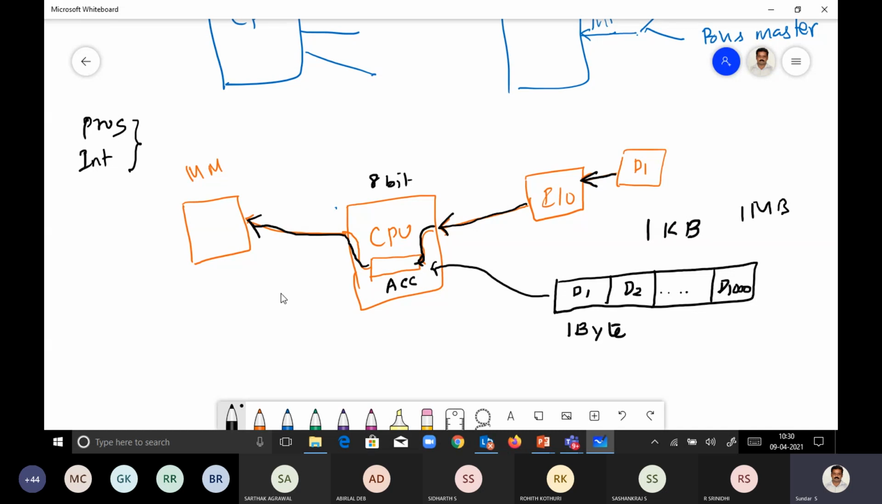So a new development has come. Whenever devices want to talk to main memory, they can directly talk to main memory without interfering with the CPU. If 1000 data it wants to transfer, it can directly transfer. So directly the devices can access the memory. That's why this scheme is called direct memory access.